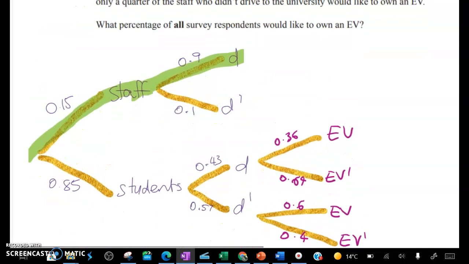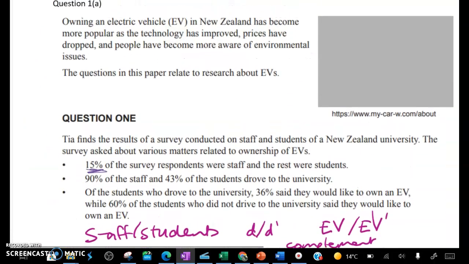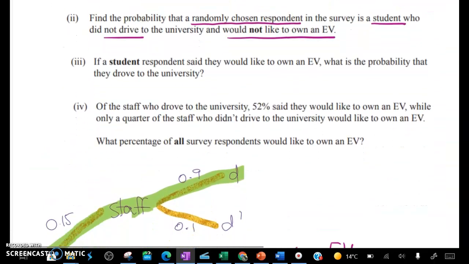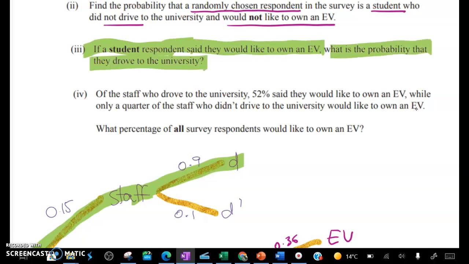Okay, now just moving back, I've just got to move my screen, it's just vanished. Moving back to the start of that question, the next two bits are harder questions, right? So in the next bit, we've got to read it carefully for what they're asking us. If a student respondent said they wanted to own an EV, what's the probability that they drove to the university?